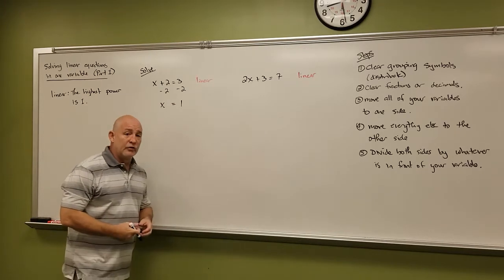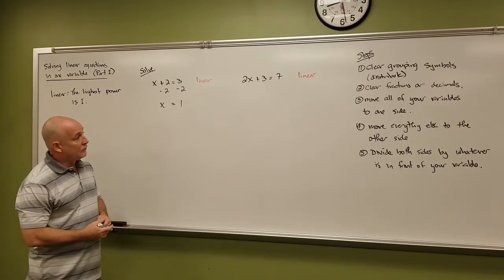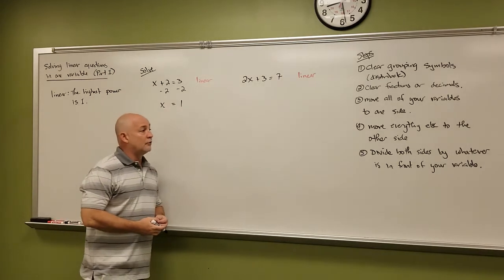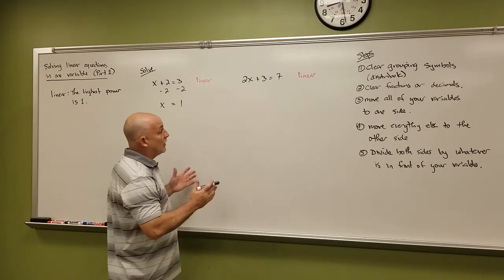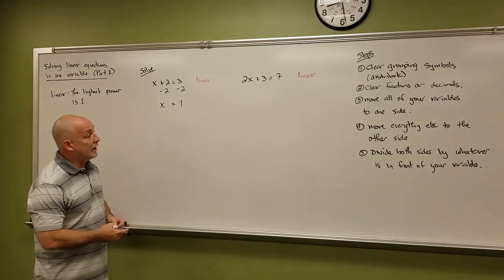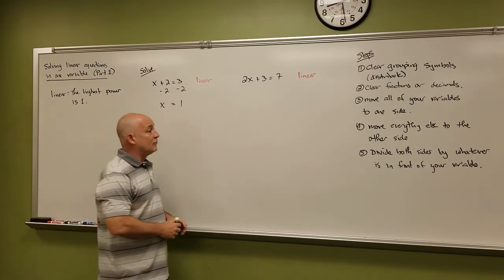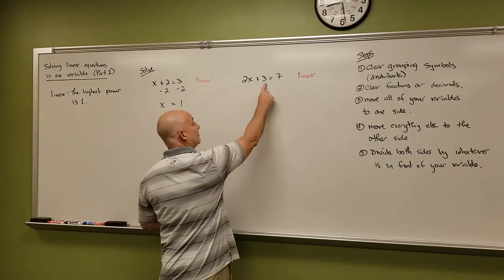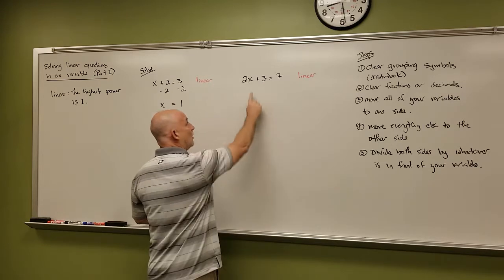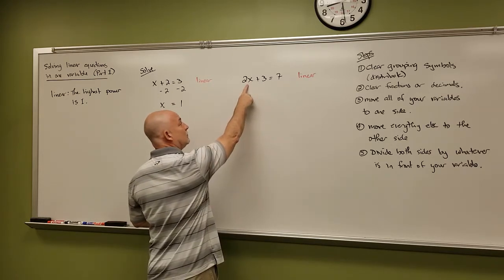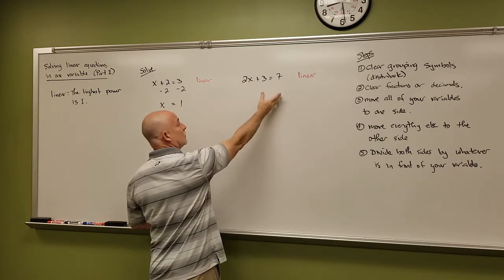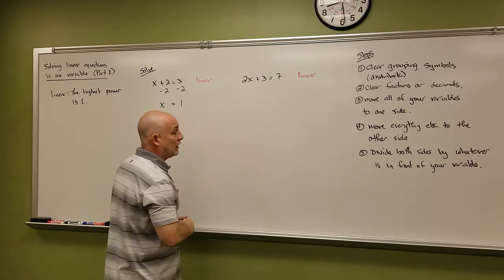Step 1, clear grouping symbols. We don't have any, so that's already done for us. Step 2, clear fractions or decimals. Again, no fractions or decimals, so we're done with that. Step 3, move all your variables to one side. Again, here we have 3 terms in our equation. Only one of the terms has the variable with it, so all the x's, or all the terms with x's, are already on the left.